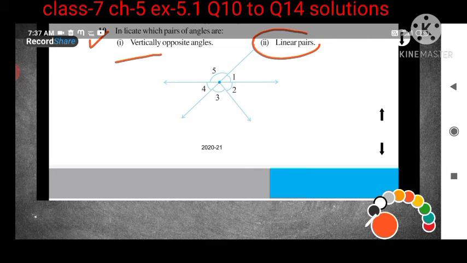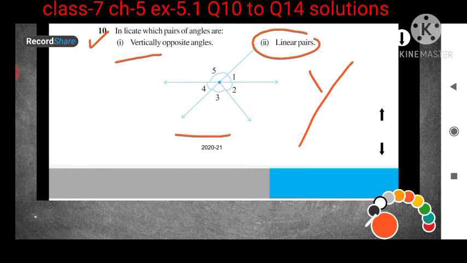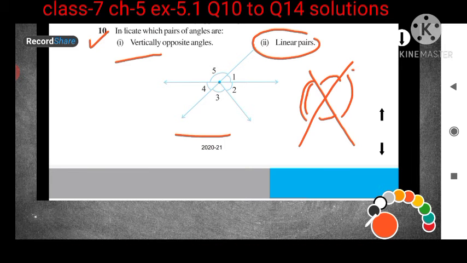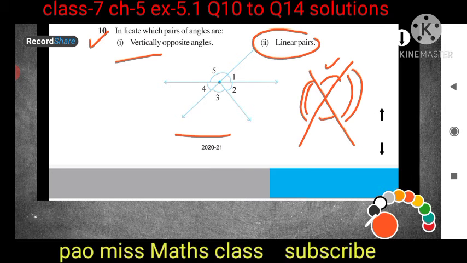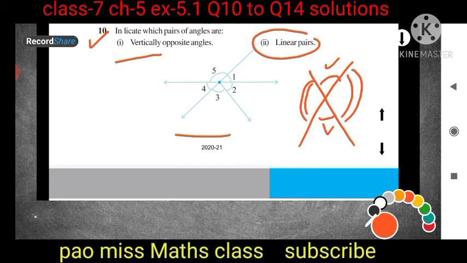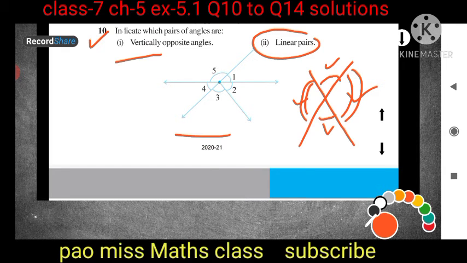Now vertically opposite. So what is vertically opposite? Now you can see here, this is the given figure, isn't it? So when two lines intersect like this, then this pair of angles is called what? Vertically opposite angles, okay? This angle and this angle are vertically opposite angles, and vertically opposite angles are always equal. Then another, this angle and this angle are what? Vertically opposite angles, and these angles are also equal. So what will you write for this answer?